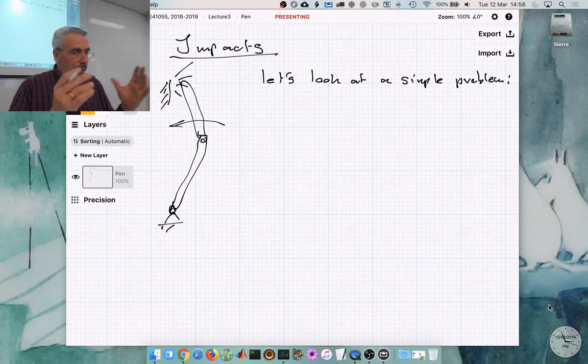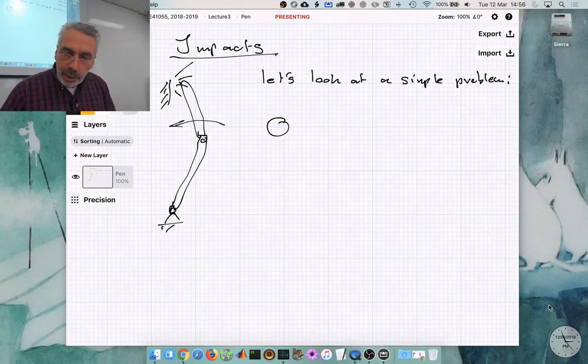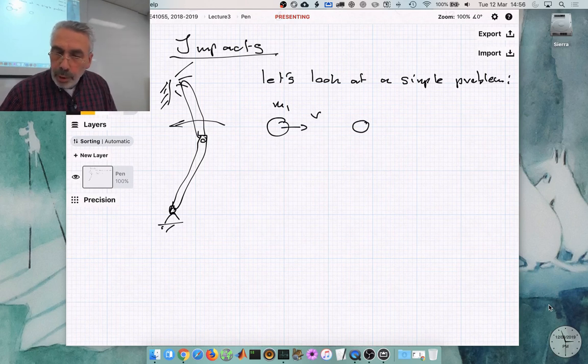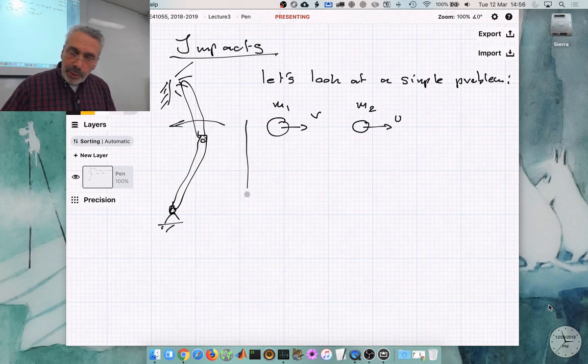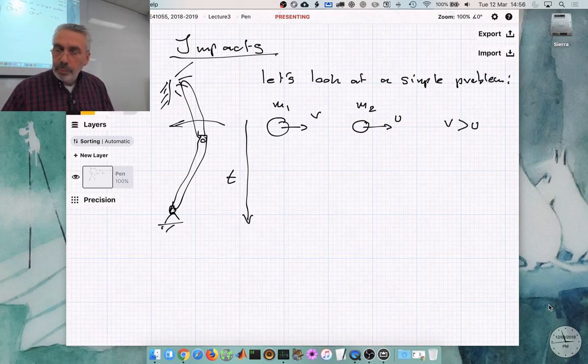We're going to do two bodies impacting, but we take very simple bodies. We take these spheres. I have a mass M1, just a point mass, and it has some velocity V. And then there's another point mass with a different mass, and it has a velocity U. And then when time progresses, things will happen, because I took V to be larger than U, meaning that he will catch up, and then they will hit each other, and then they will separate again.